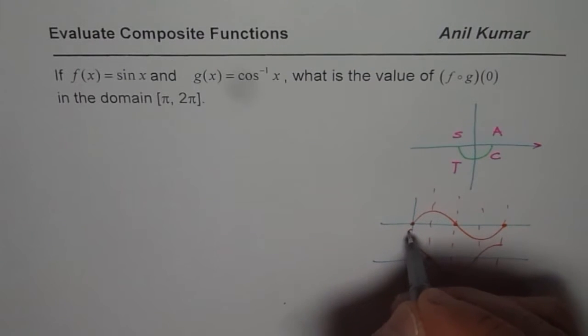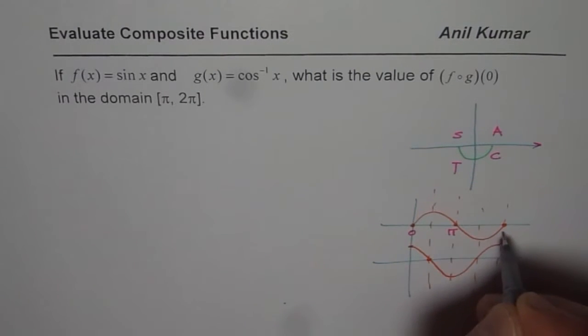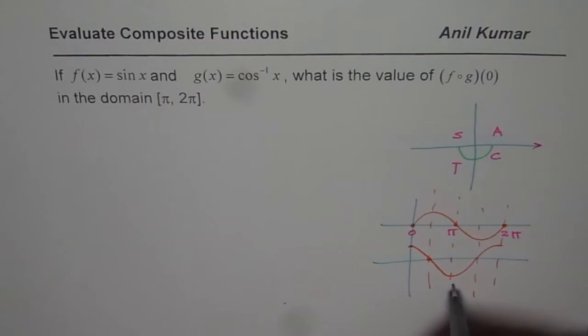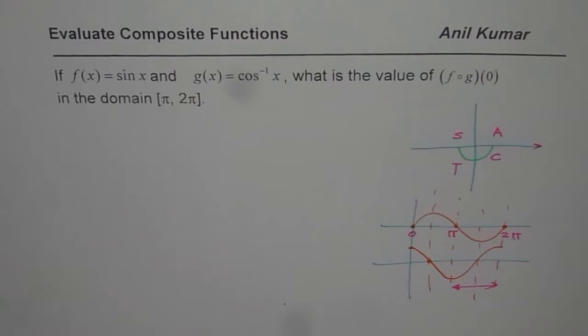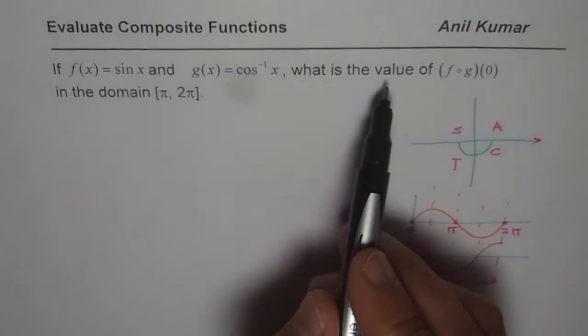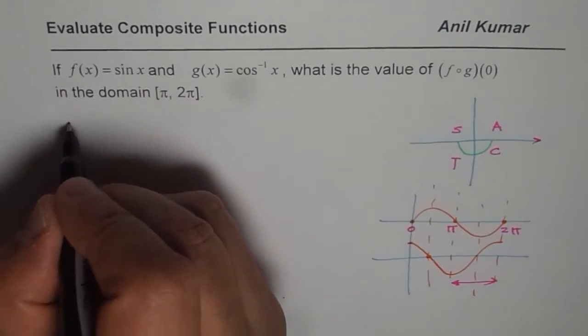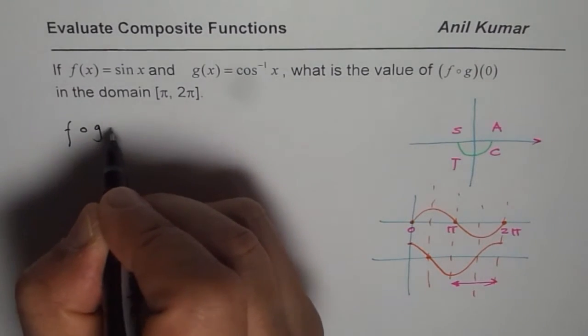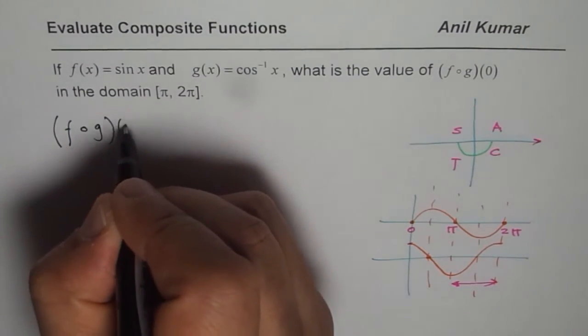Now here let me write 0. This is pi and that is 2 pi. So the domain which we are interested in is this domain. I hope that is clear to you. Now let us answer the question. Evaluate the value of f of g of 0. So this is what we need to find.